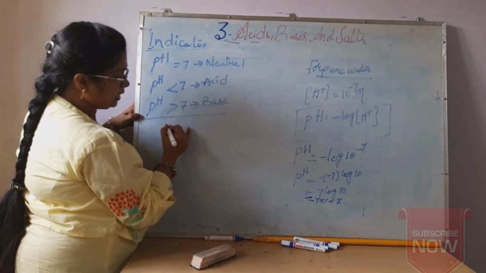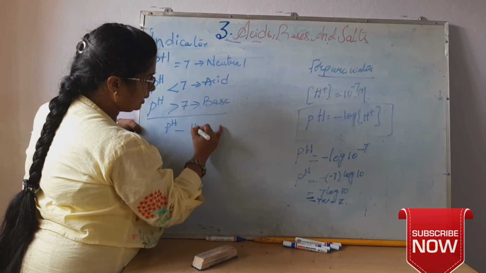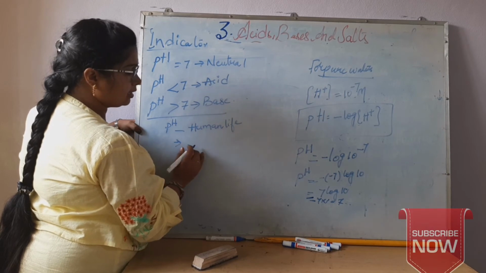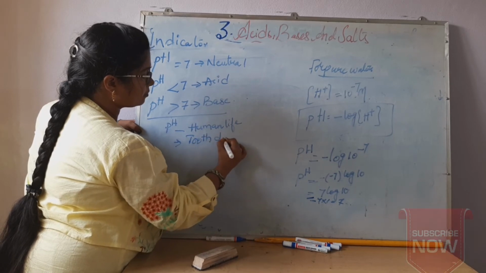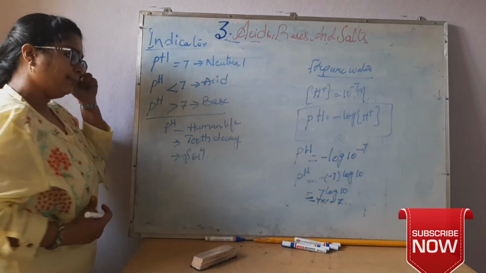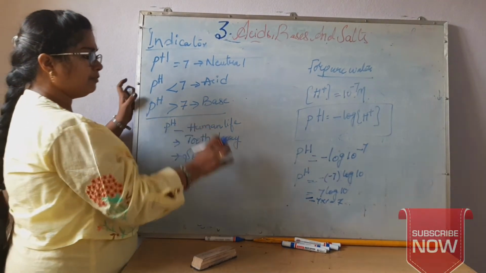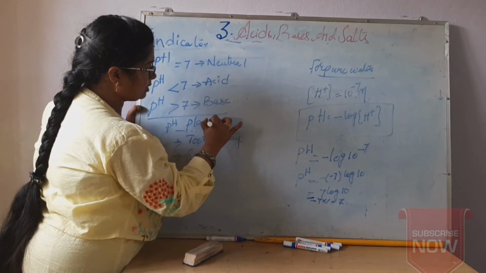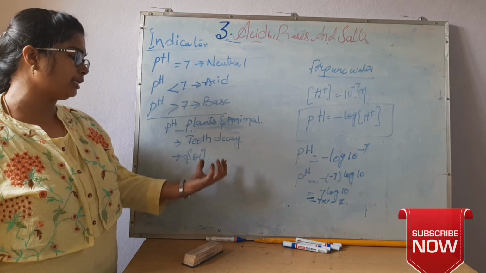So why is this pH important to us? It's a very, very important question. pH is very important in human life, in tooth decay, and in soil also. Everything you need a pH scale. Not only human life, plants and animals are sensitive about this pH.